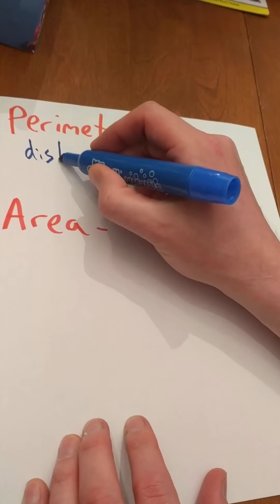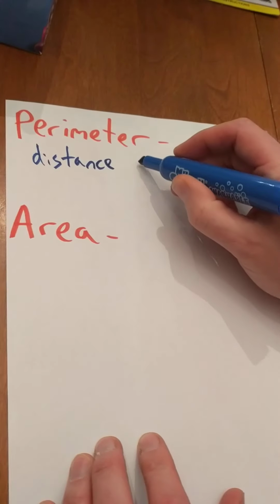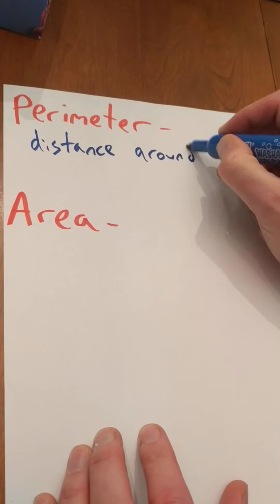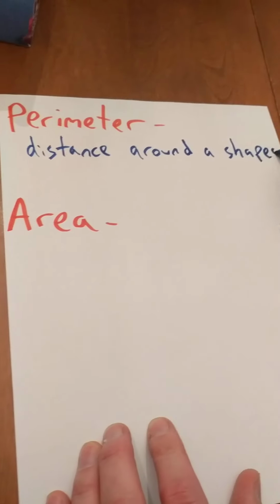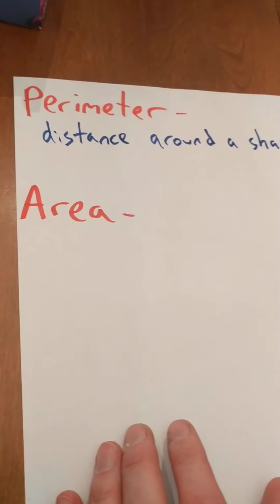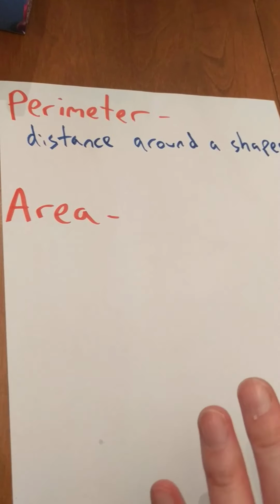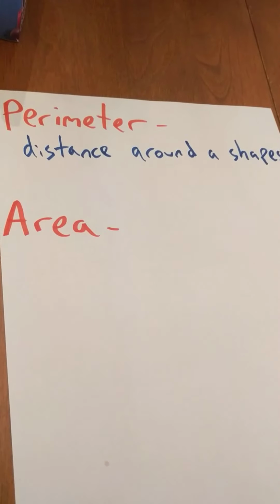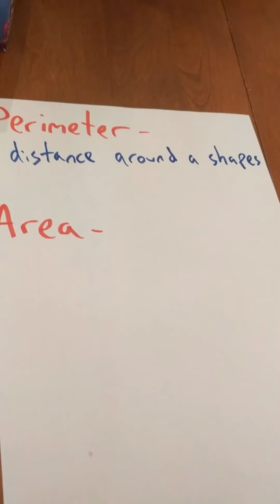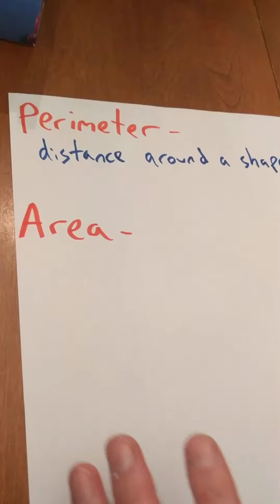I will write that. Distance around a shape. If you know the sides of the shape, you can just add them together and you'll have the perimeter, again, for a rectangle. The area is the measure of the number of square units needed to cover a surface.